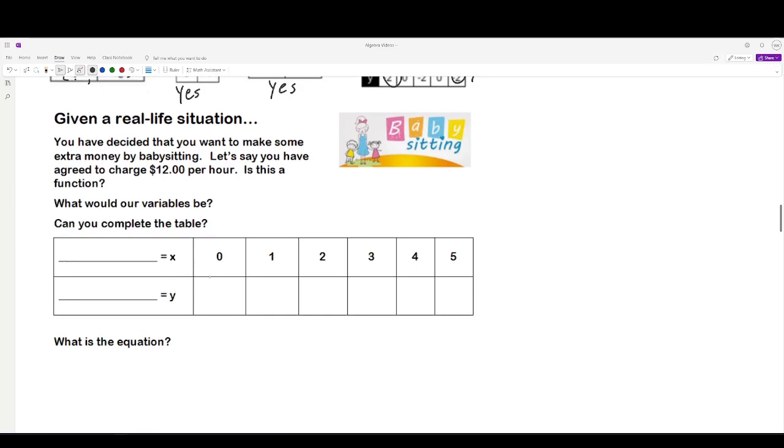Next, we have a real-world situation. So we're going to make some money babysitting. We're charging $12 per hour. Is this a function? What would our variable be? So if you haven't done this, think about it, pause for a second, and then I'll go through it.